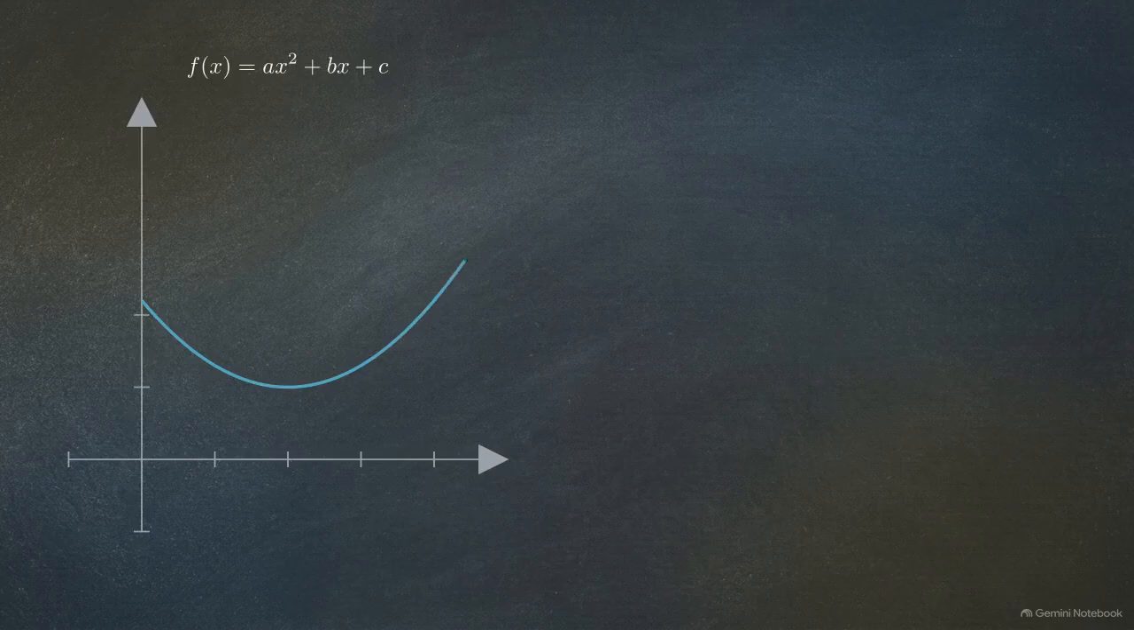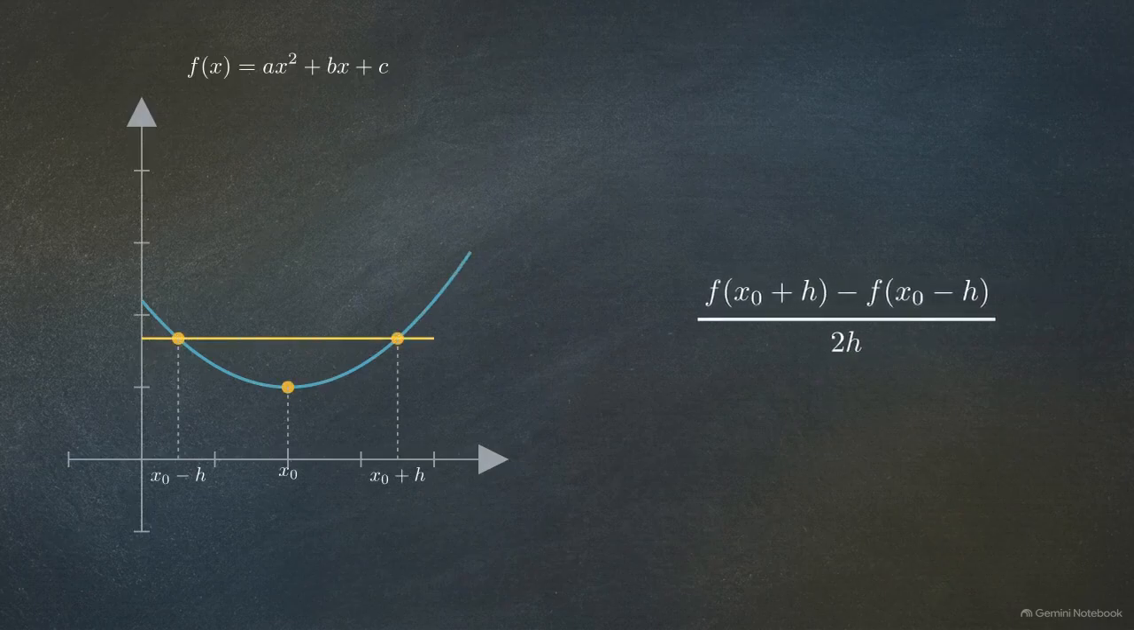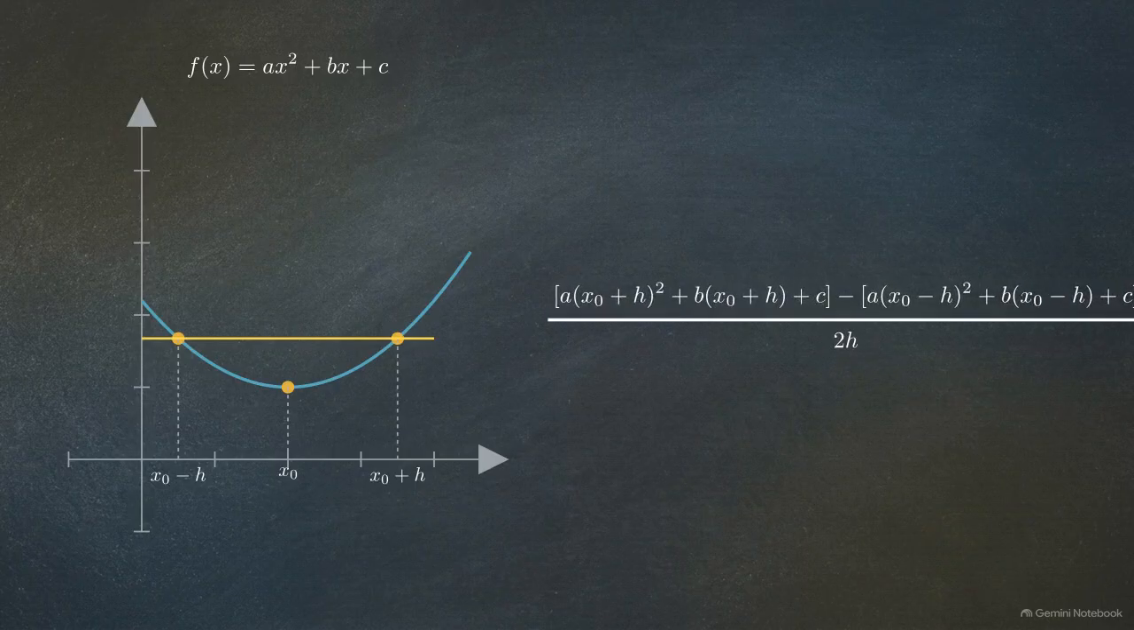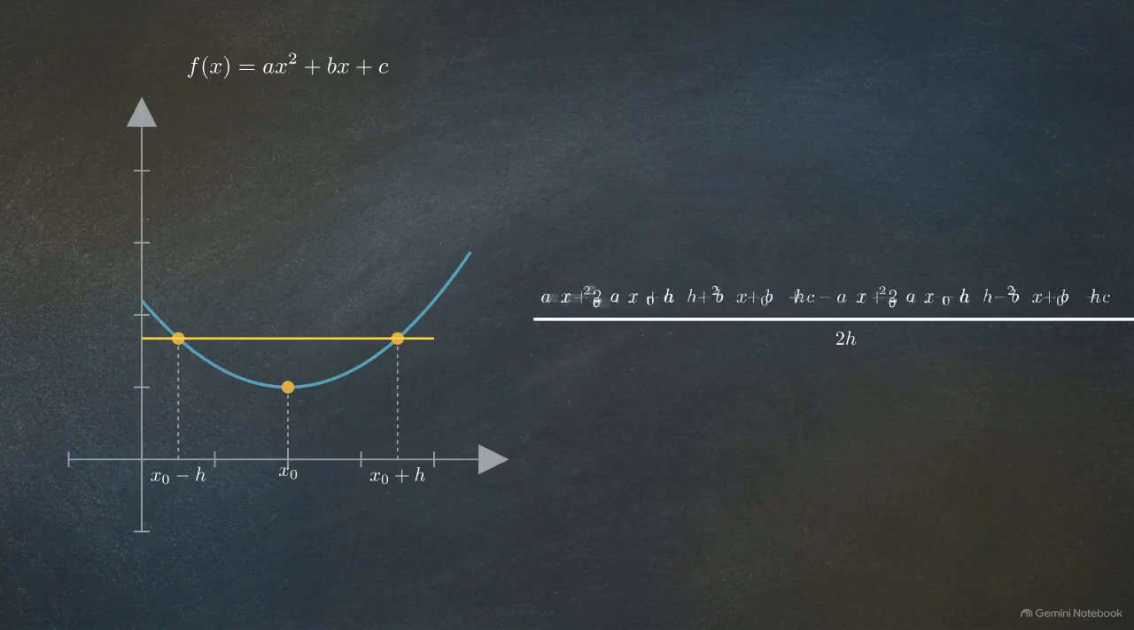This split screen diagram displays our parabola on the left and the symmetric difference quotient on the right. We merge the general quadratic equation into this formula, expanding the numerator by substituting our boundary coordinates into the standard form ax squared plus bx plus c. Because the interval is symmetric, several variables will naturally mirror each other across the minus sign.